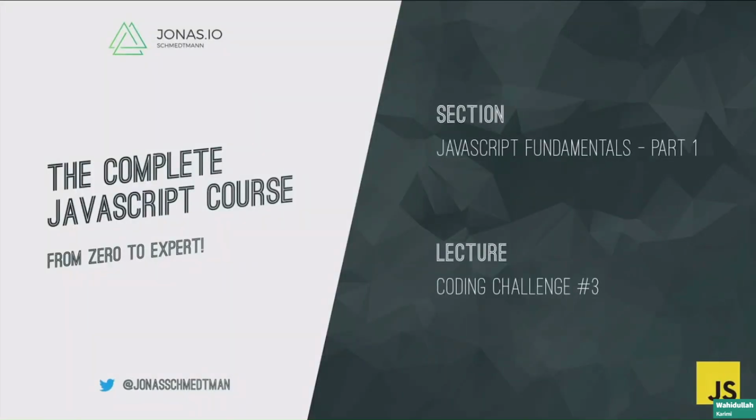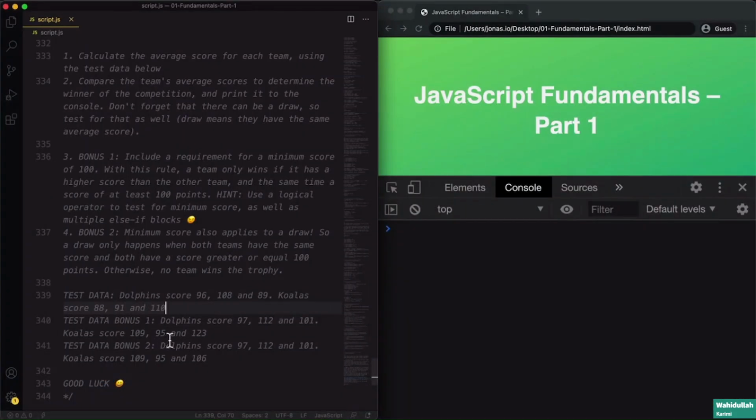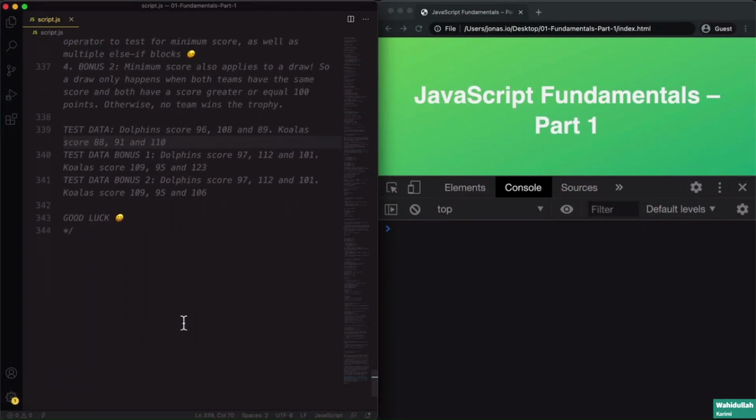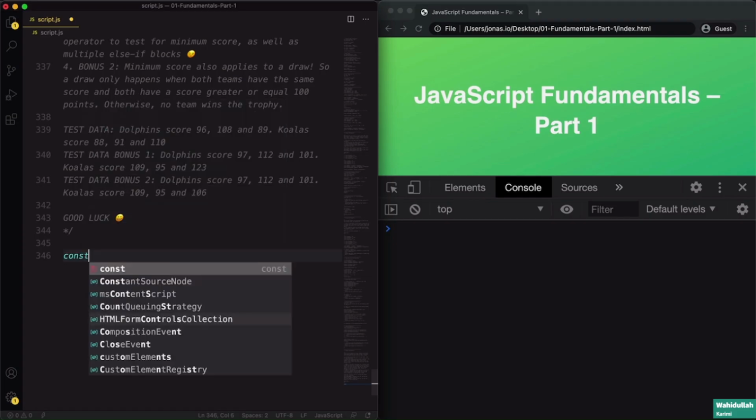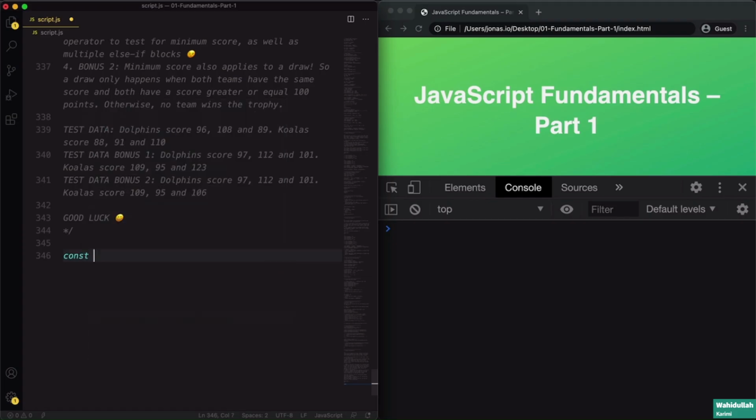Okay, hopefully you managed to complete at least point 1 and point 2. And so let's start by solving these two. So number 1 is calculating the average of both teams. So let's create one variable for each. So score Dolphins. And so to calculate the average, we simply add up all the 3 scores and then divide it by 3. So we already did something similar before. So that's 96 plus 108 plus 89, and then divided by 3.